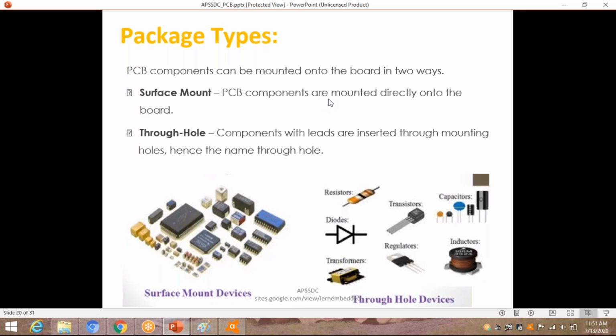Here you can observe the definition of surface mount devices. PCB components are directly mounted on the board. Through hole components are inserted through the holes. Okay, guys, I'm moving to the next slide.